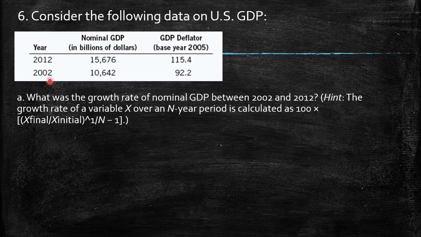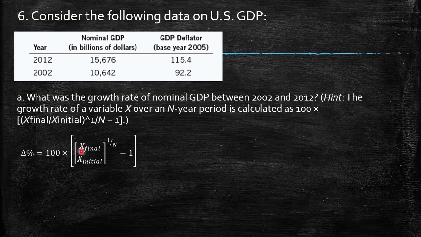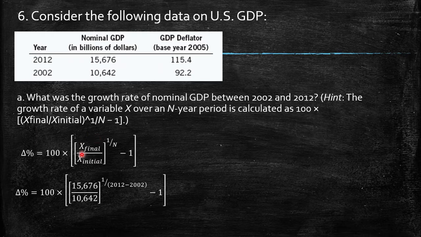So then we're going to make a different computation. The percentage change should be x final, the final year, over the initial year, raised to 1 over n, and n should be the number of years. So it should be 2012 minus 2002, so it should be 10. Then we just replace the final value, 15 over 10, and then 2012 minus 2002, which should be 10.